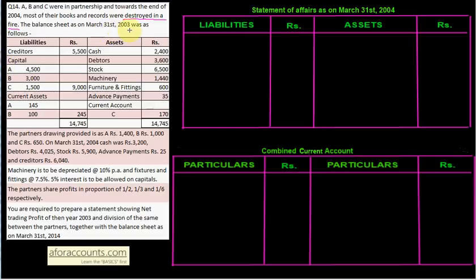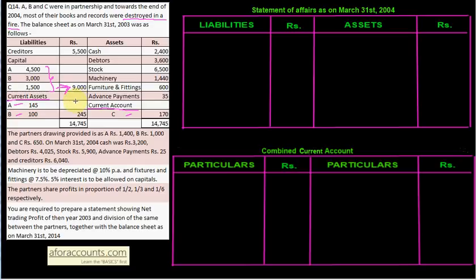The balance sheet as on 31st March 2003 was as under. Okay, they have given us the balance sheet. Asset side: cash, debtors, stock, machinery, furniture and fittings, advance payment and current account of C. Now pay attention here. Current account means capital is given in two parts, fixed capital and fluctuating capital. The capital which remains constant is the fixed capital, 9,000, and the fluctuating capital is A's 145, B's 100 and C's 170. So any adjustment will be done in your current accounts, and the capital will remain constant at 9,000 with no adjustments.